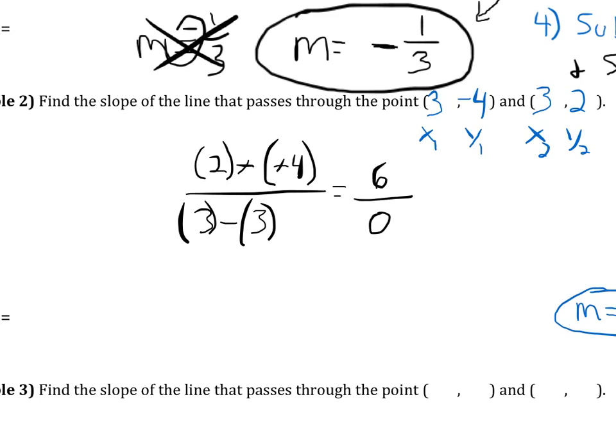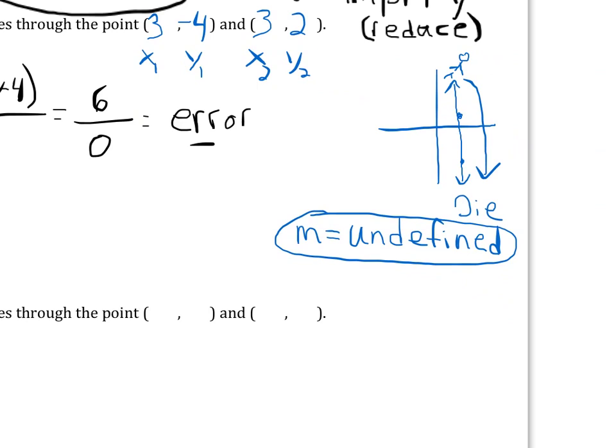Do this on your calculator. Do 6 divided by 0, and you're going to get an error. Anytime we're talking slope and we get an error, we know that the answer will be m equals undefined. Your calculator can't even do it. So the answer is m equals undefined for this one. Okay, let's go on to example 3.